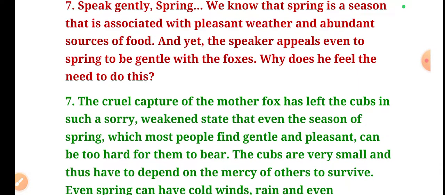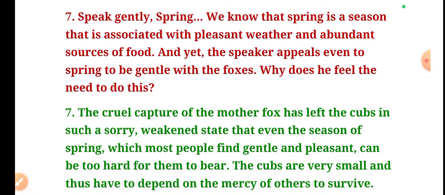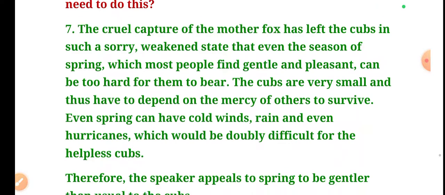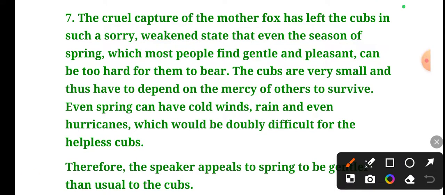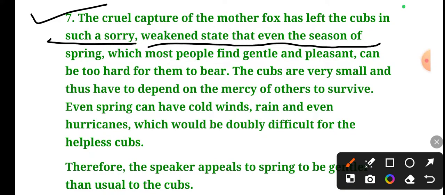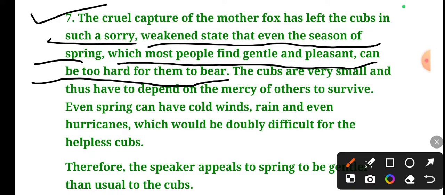Question number 7. Speak gently, spring. We know that spring is a season that is associated with pleasant weather and abundant sources of food. And yet the speaker appeals even to spring to be gentle with the foxes. Why does he feel the need to do this? The cruel capture of the mother fox has left the cubs in such a sorry, weakened state that even the season of spring, which most people find gentle and pleasant, can be too hard for them to bear.